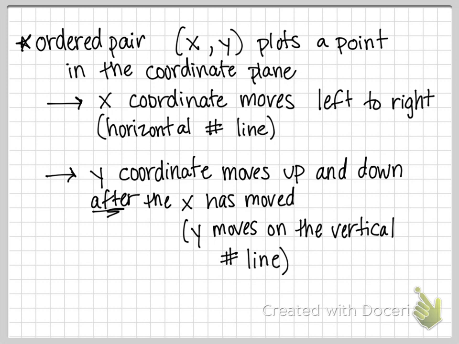So x comes first, right? In our ordered pair, x comes first. So we start at the origin. We move whichever way we need to move horizontally. Once we get there, we move whichever way we need to move vertically. Where we stop is where the point goes.